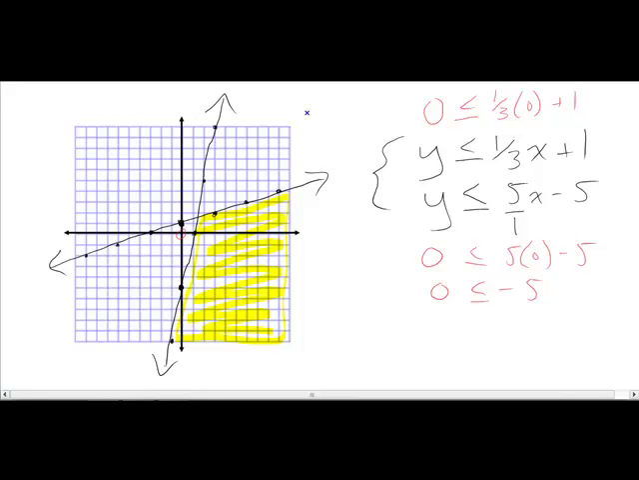Now, just to prove that it is, let's pick some random point in here. Let's choose an easy one. So I'll go with this point right here on the x-axis. That point is 3, 0.